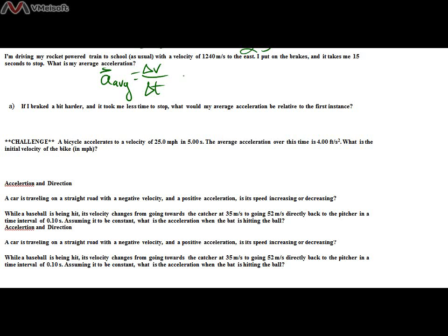So the change in velocity, the final velocity is 0, minus the initial velocity of 1,240 meters per second. Now, how can we represent the direction? Because right now it says direction east. So let's just put east as positive, but let's make sure that we define positive as east.